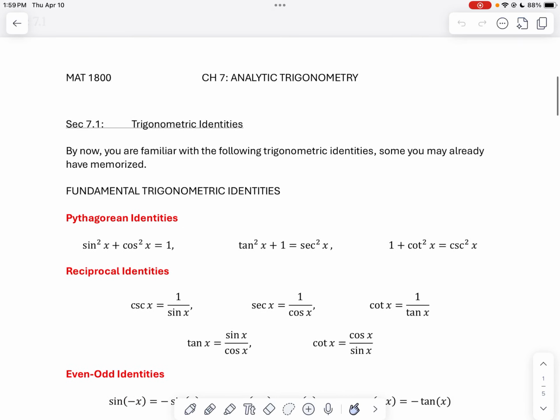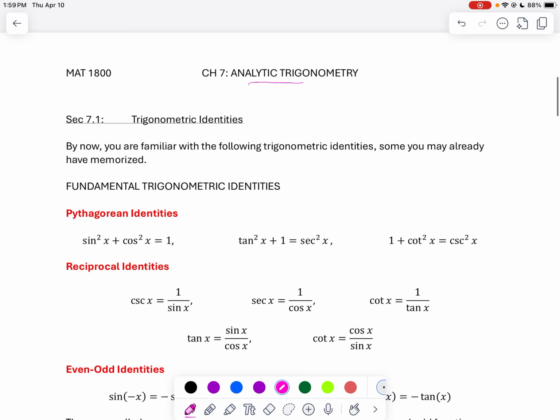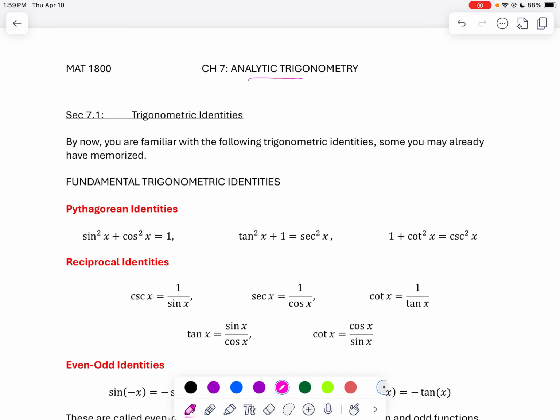Hello, welcome back. We are now starting chapter 7, which is analytic trigonometry. In the past two chapters, chapter 5, in which we introduced the trigonometric functions, and then in 5 and 6, what we have been dealing with is mostly the geometry of these trigonometric functions. In this chapter, we will deal with the algebra of the trigonometric functions, and for that we need to readdress the fundamental identities that we have seen before.